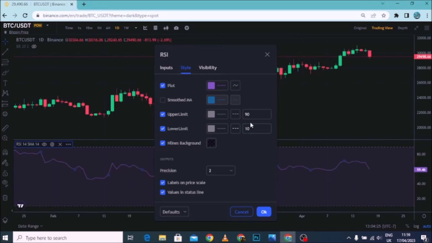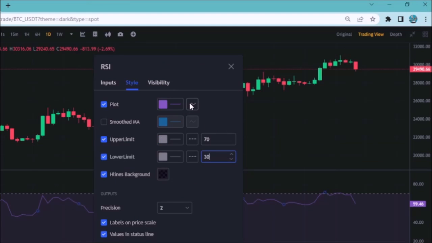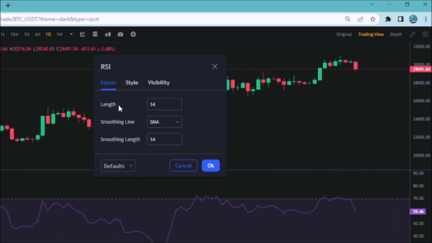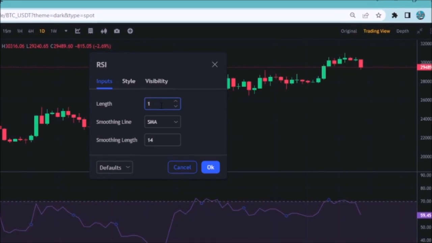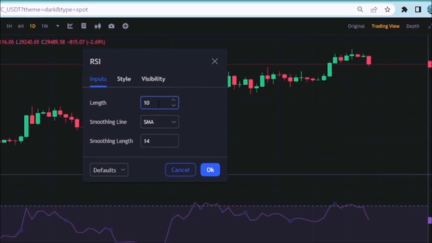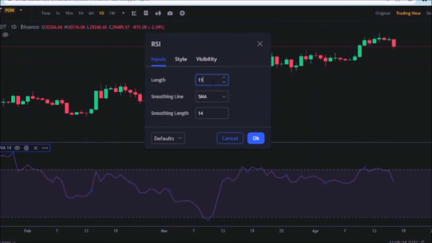So this is the standard, let me put back the 70 and the 30 because that is the standard one. After setting, you can even set the colors and the smoothing moving average. When you want to set the length, meaning the days or the period, whatever the case you have to use, sometimes you can change it up to maybe 10 or 11. It depends on whatever you wish to use.